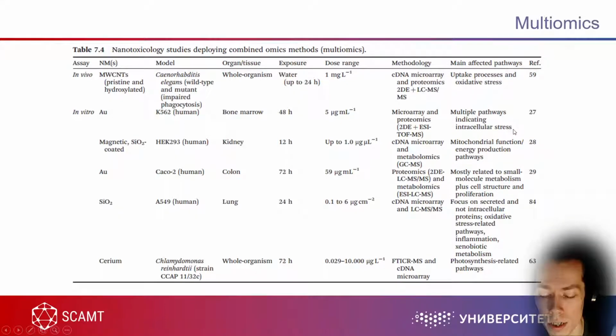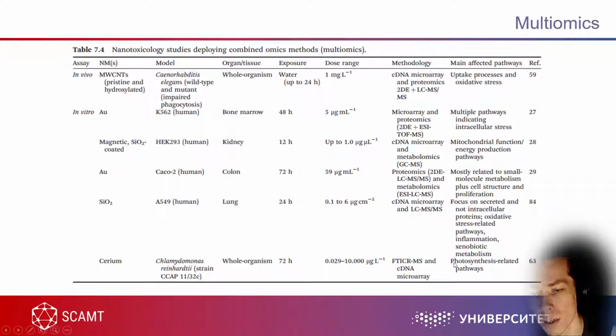I mentioned that this is a very powerful approach, very powerful and very expensive. It should be noted, though, that if you look at the main affected pathways, in most cases the result is obvious, because, for example, oxidative stress, intracellular stress, and energy and mitochondrial function are well connected with oxidative stress. Well, cell structure and so on, oxidative stress related pathways.